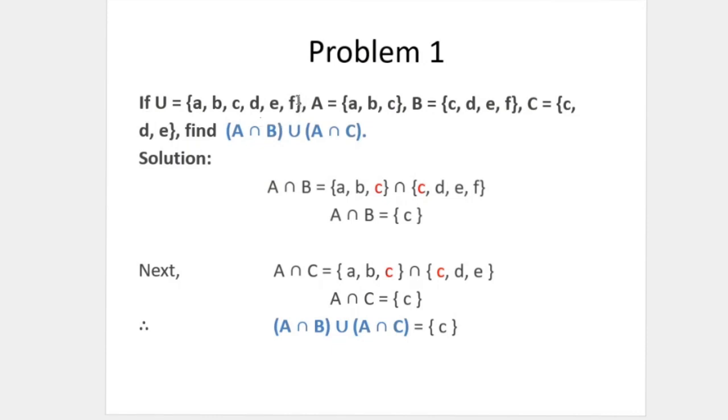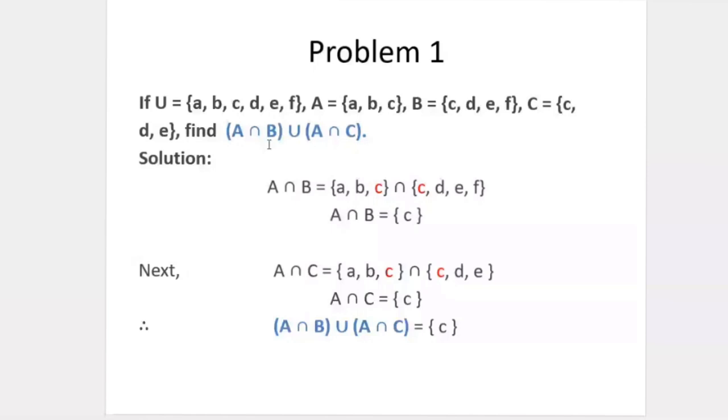So this is the set. These are the elements in the universal set. And so they tell us that A is {A, B, C}, B is {C, D, E, F}, C is {C, D, E}. So we are now asked to find this, right? A intersection B, union A intersection C.